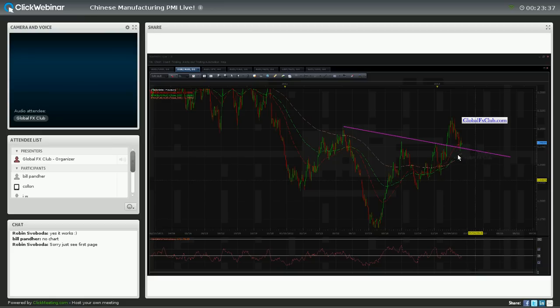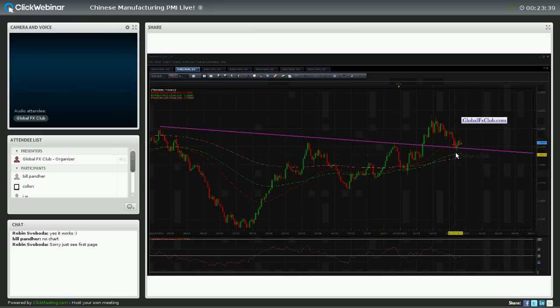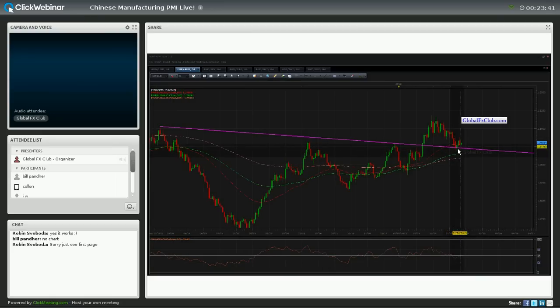If you zoom in, look at how unconvincing this is. We had this great spike down below the neckline, but we couldn't close it. Then the very next day, we had another spike down below the neckline and couldn't close it again. We moved higher, reclaimed this 50-period EMA, and now we're trying to work a little bit higher.